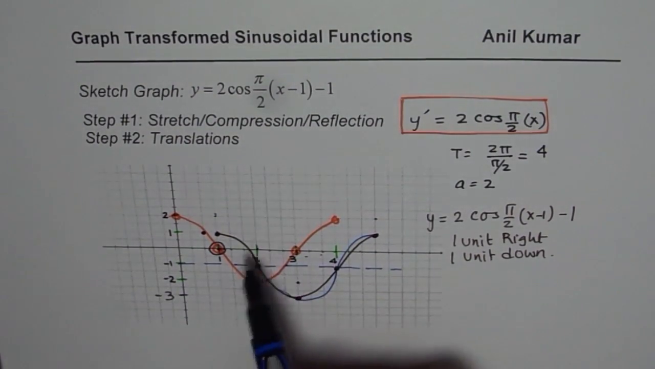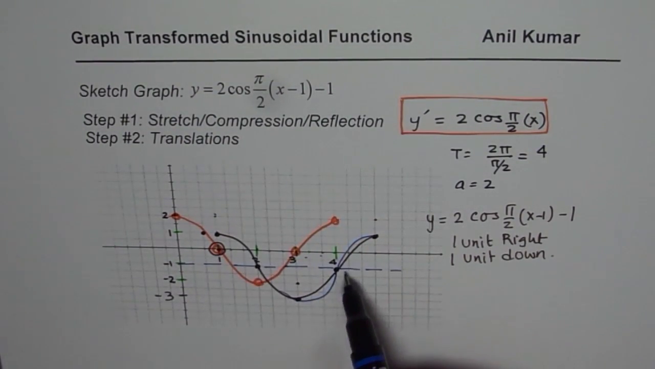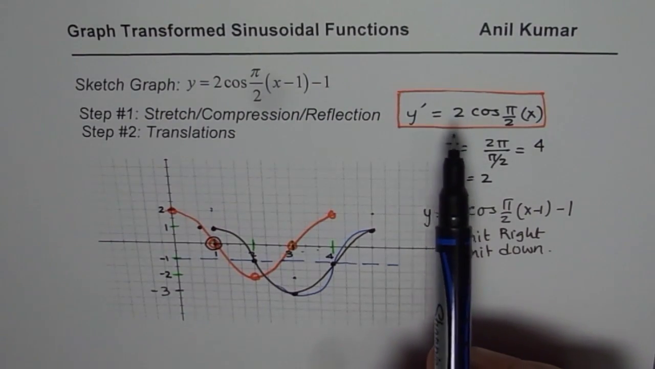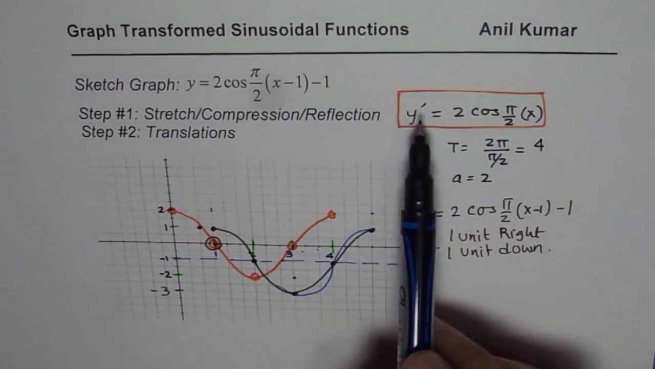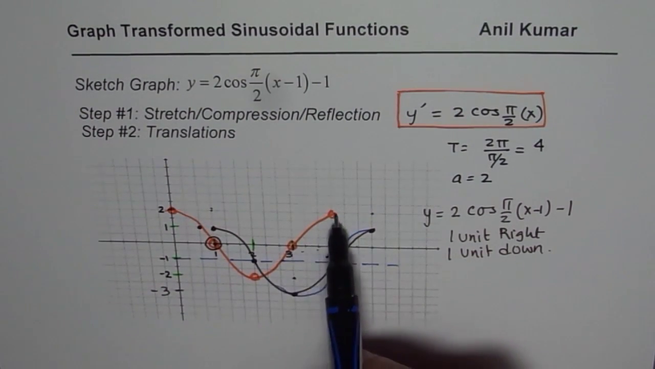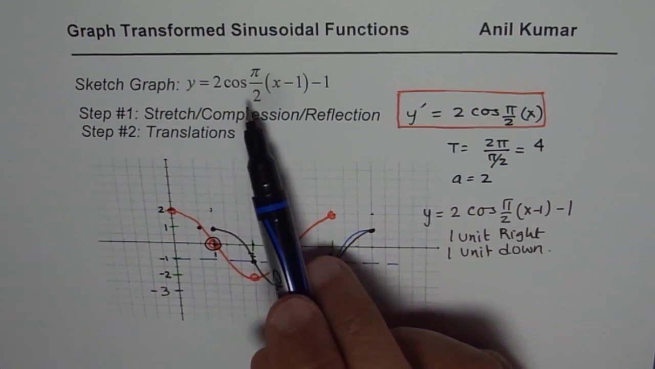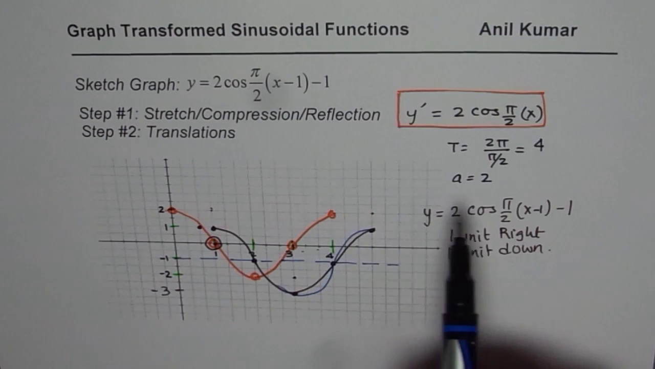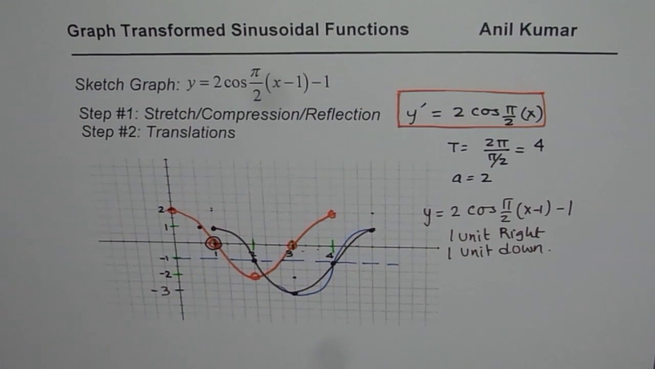Anyway, sketching cosine functions in these two steps will help you sketch these graphs very easily. I hope that really helps. Have a good look at it. You can always sketch the cosine function using 5 points, starting with the maximum, 0, minimum, 0, maximum. Incorporate stretches, compressions and reflections in the first graph, and then translate it horizontally and vertically to get your final graph. That should help. Thank you and all the best.